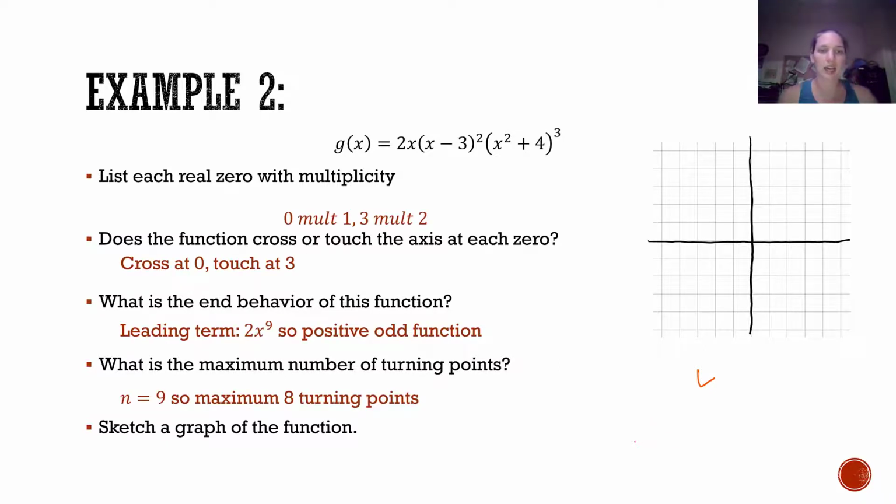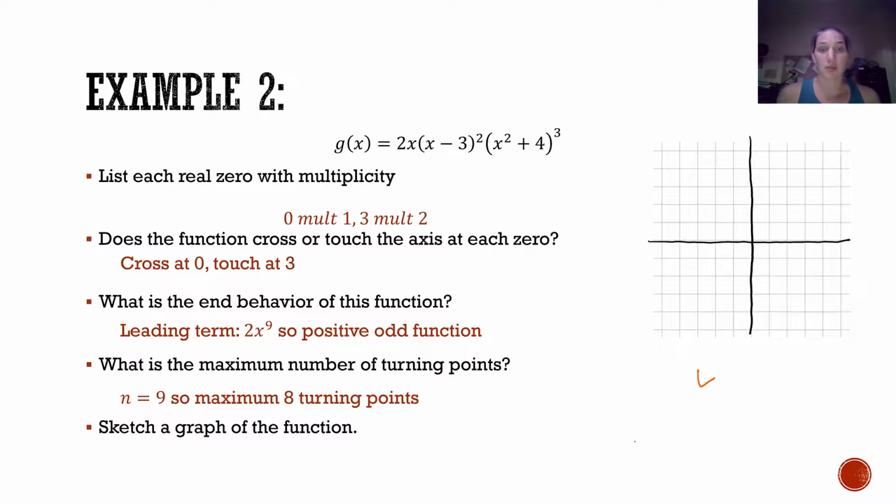The zeros, I got 0 with multiplicity 1 and 3 with multiplicity 2. That x squared plus 4 didn't give me any zeros. Yes, it has a multiplicity of 3, but it didn't give me any roots, so we leave it alone. Cross or touch? 0 crosses, 3 touches, because 3 has an even multiplicity. Again, we're not dealing with that x squared plus 4 term.